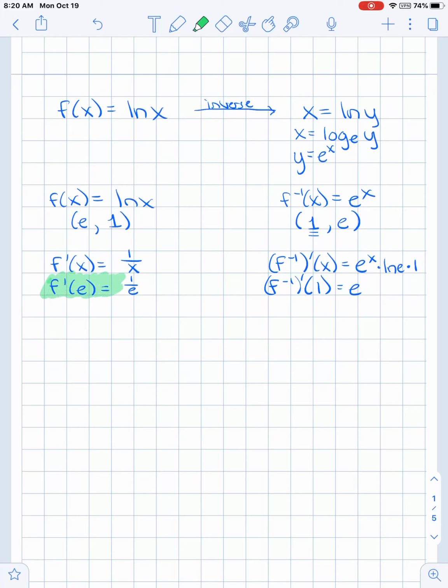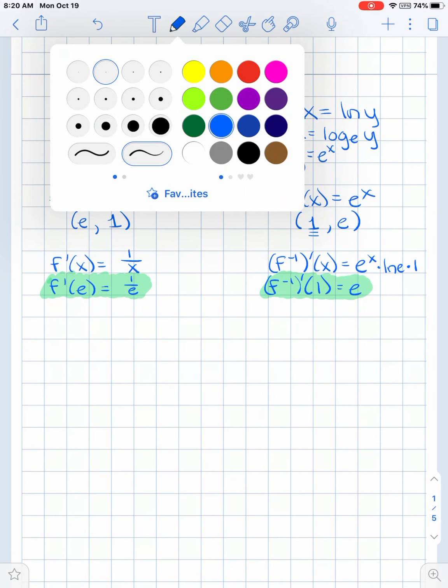Okay, let's look at this. The derivative of the function with its input is 1 over e. The derivative of the inverse with its relative input, those two, the inputs and outputs are related here, was e to the first, or e over 1. I think you're probably starting to see a relationship here. Let's do one more. What do you say?